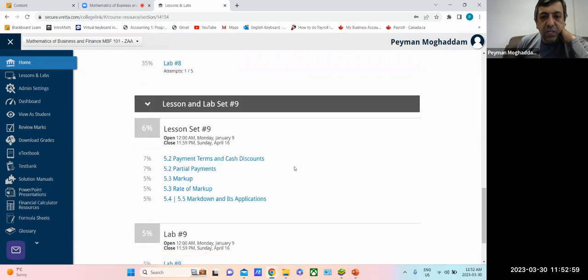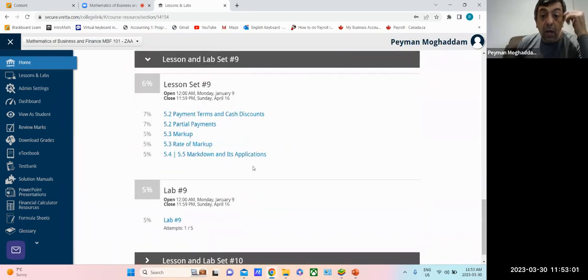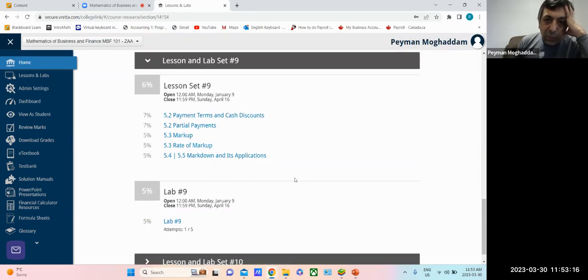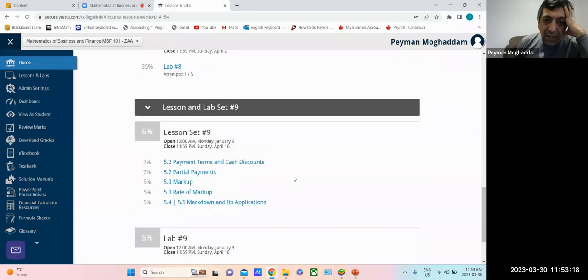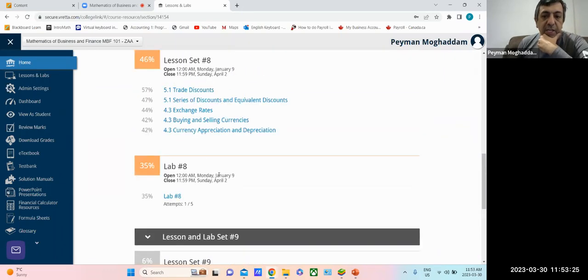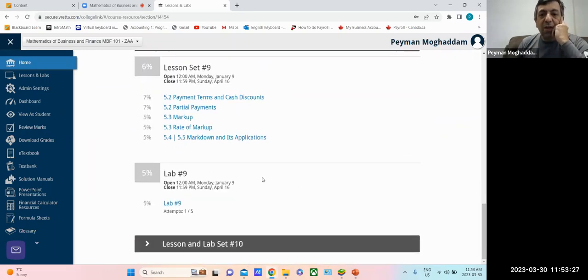Lesson 9 is going to be for this week, but there is also markdown. We haven't taught the markdown yet. So don't do lesson and lab 9 before you learn the markdown. But you can do lab 8 and lesson 8. Do it before it expires, guys. It's going to expire in 2 days, April 2nd. But for lab 9, wait for next week so that we learn the markdown.